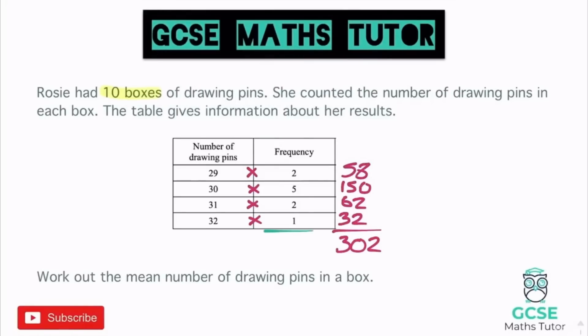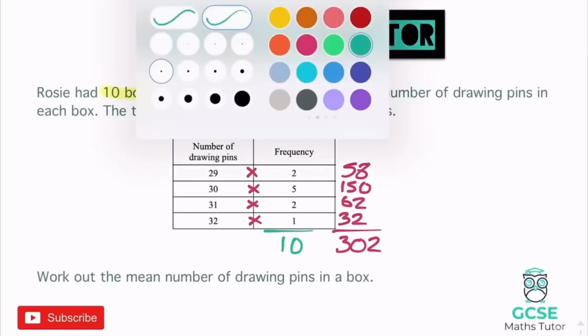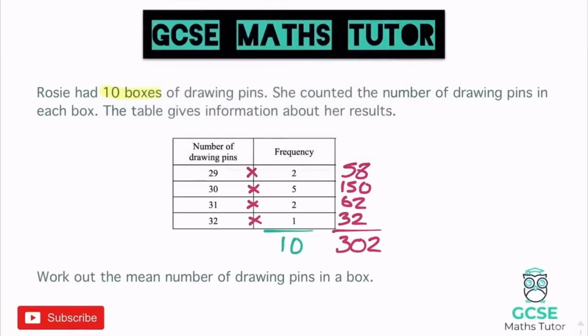And if we do 2 plus 5 plus 2 plus 1, we get a total of 10 boxes. So all we need to do to finish this question off, to get our value of the mean, is we're going to do 302, the total of all the drawing pins, and divide it by the 10 boxes. As you can see, that would obviously be why this might be a non-calculator question, because dividing by 10 is nice and easy. We just hop the decimal in and we get the answer 30.2 for our mean.